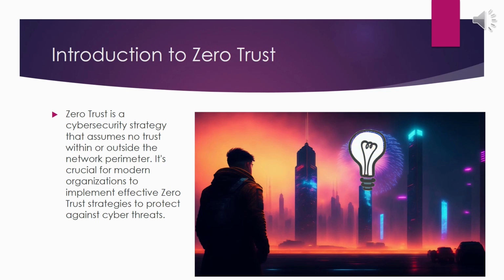3. Microsegmentation. The network is divided into smaller, isolated segments, and traffic between these segments is rigorously controlled. This restricts attackers' ability to move laterally within the network. 4. Continuous monitoring. Real-time monitoring and analysis of network traffic and user behavior are essential for early threat detection. Suspicious activities trigger immediate responses. 5. Data encryption. Sensitive data is encrypted both in transit and at rest to protect it from interception or theft.